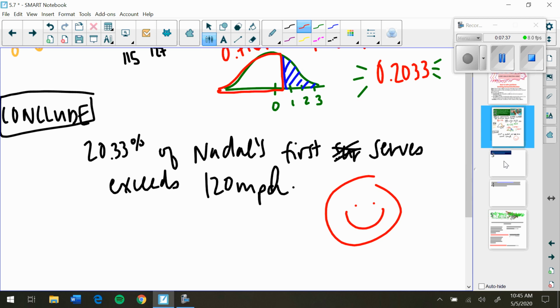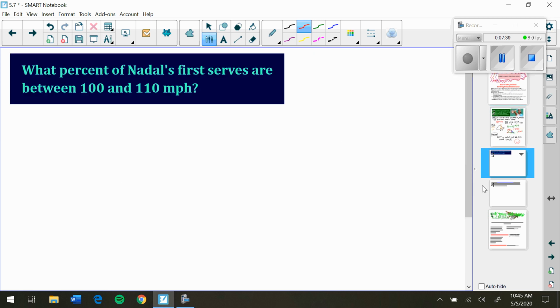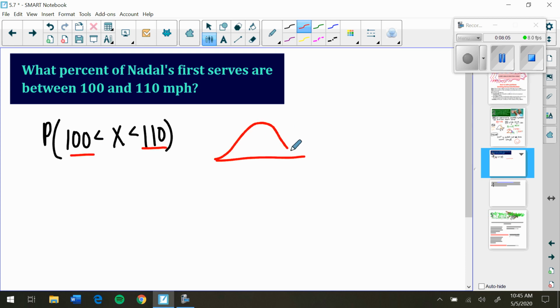Let's try another one. What percent of Nadal's first serves are between 100 and 110 miles per hour? For this one, I'm not going to do all the work. I'm not going to do the state, plan, do, and conclude, but I'm going to do some of it. We are finding the probability that his serve is between 100 and 110. And so we need to figure out what each of these is as a z-score. I'm going to draw my picture though, just to emphasize what we're doing.